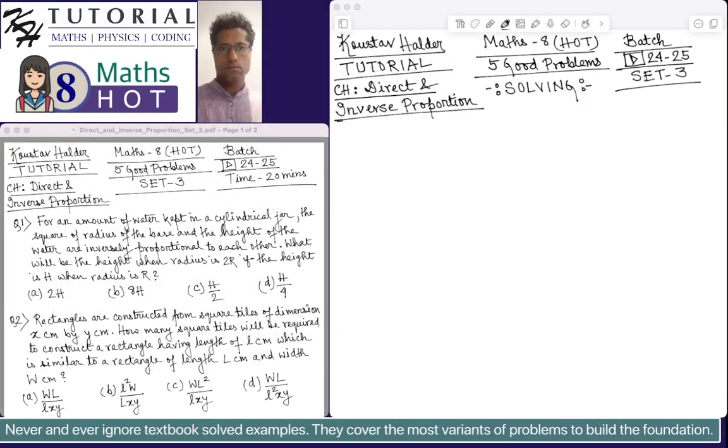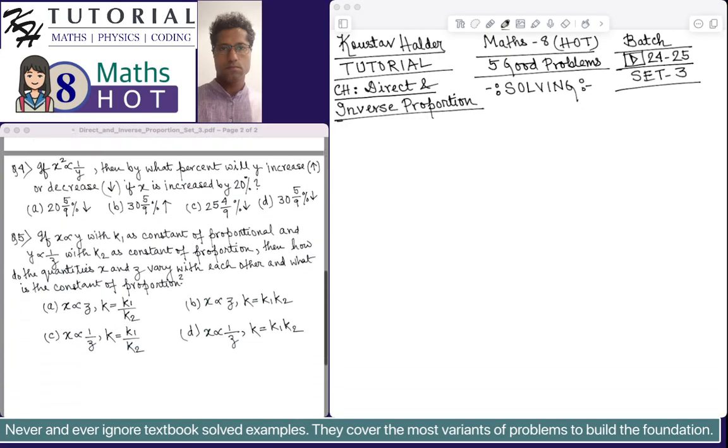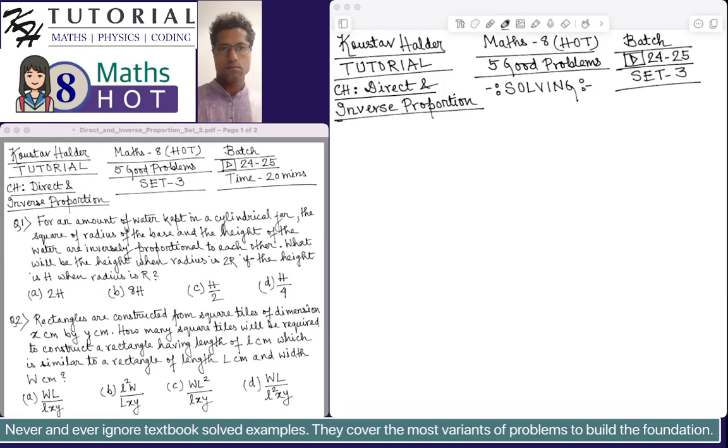Okay, so I have the set of 5 problems on the left hand side. I hope the fonts are big enough so that you can read them properly. The link to the PDF of these 5 good problems will also be there in the description. You can check the PDF from that link as well. While I will be solving the problems on the right hand side, I will pause for a few seconds after solving a problem so that you can take a screenshot of the solution if you think it will help you.